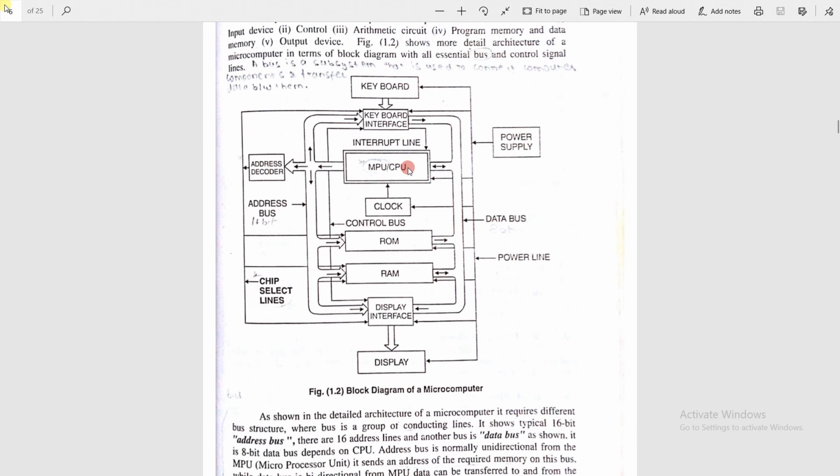This microprocessor is also connected to a clock. All the ICs on a particular board, all the blocks, are synchronized with the clock. All the blocks work according to this clock. A microprocessor has its own clock.